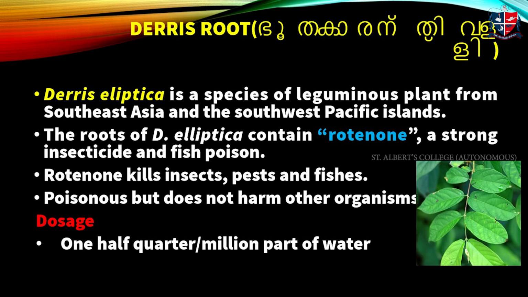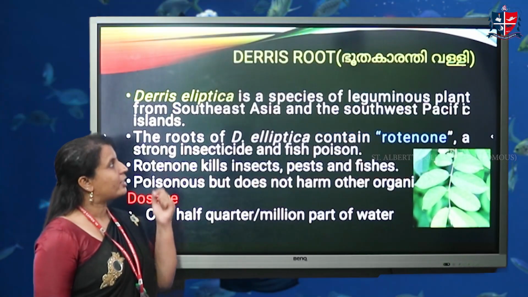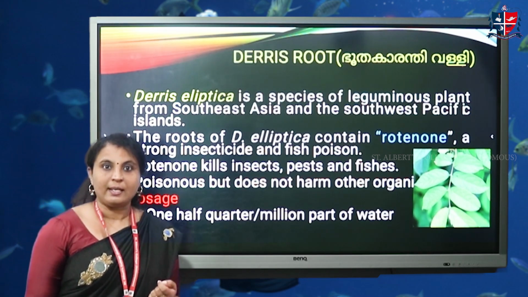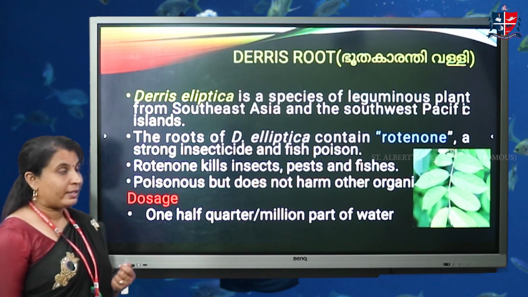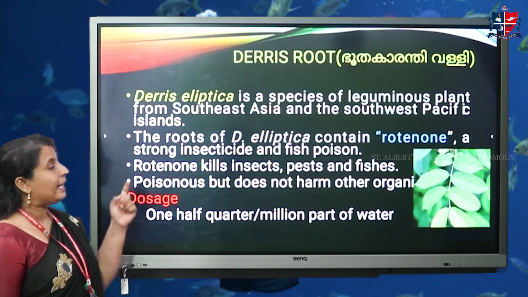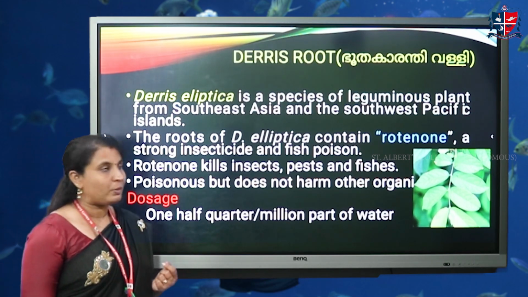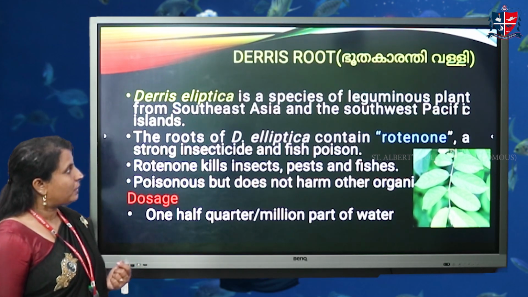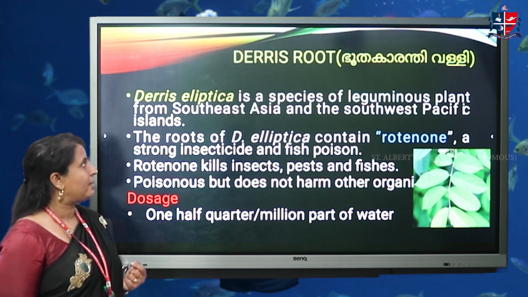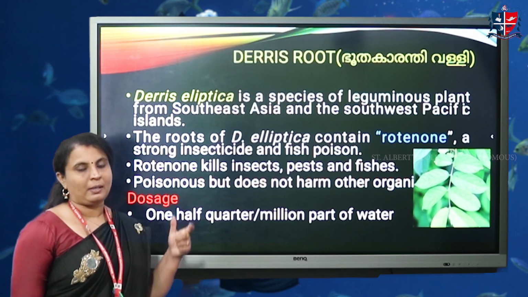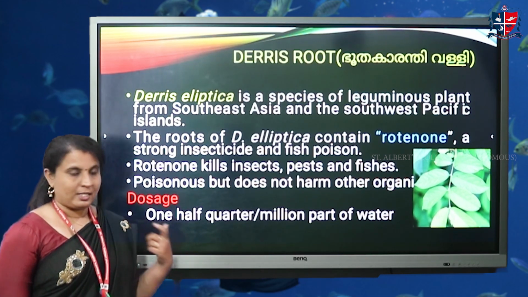First of all, we can see Derris root, otherwise known as Bhudagarandi Valli in Malayalam. Derris elliptica is its scientific name, and it is a species of leguminous plant from Southeast Asia and the Southwest Pacific Islands. The roots of the plant are mainly used as a toxin.